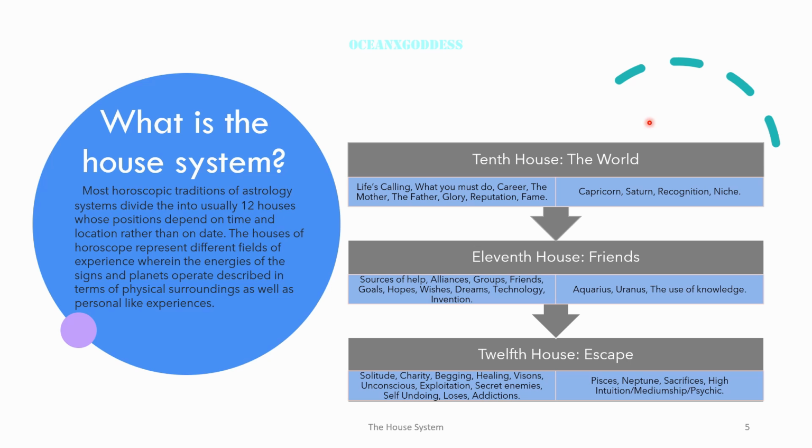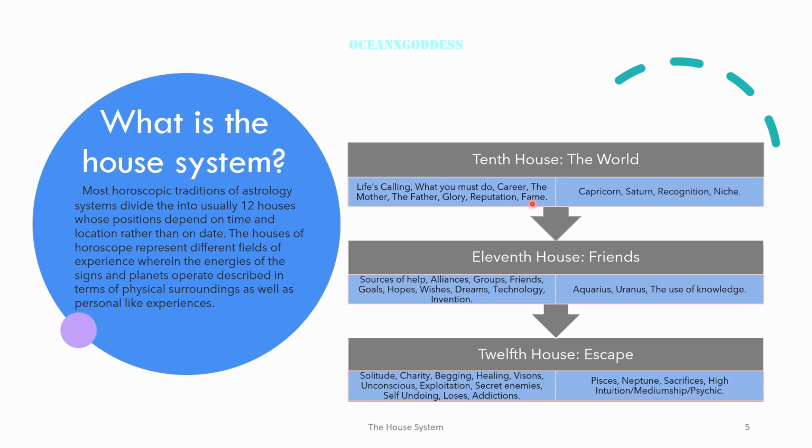So let's say if you have MC in Scorpio, you may be more inclined to working with or being a detective or working with forensics or, what else do Scorpio values have? You may be a medium even. So these are some things we can tell by our 10th house or our MC. Another way you can tell by what's in your 10th house is if you look at your MC in your birth chart. Some things about the 10th house are life's calling, what you must do, your career, the mother, the father, glory, reputation, and fame.